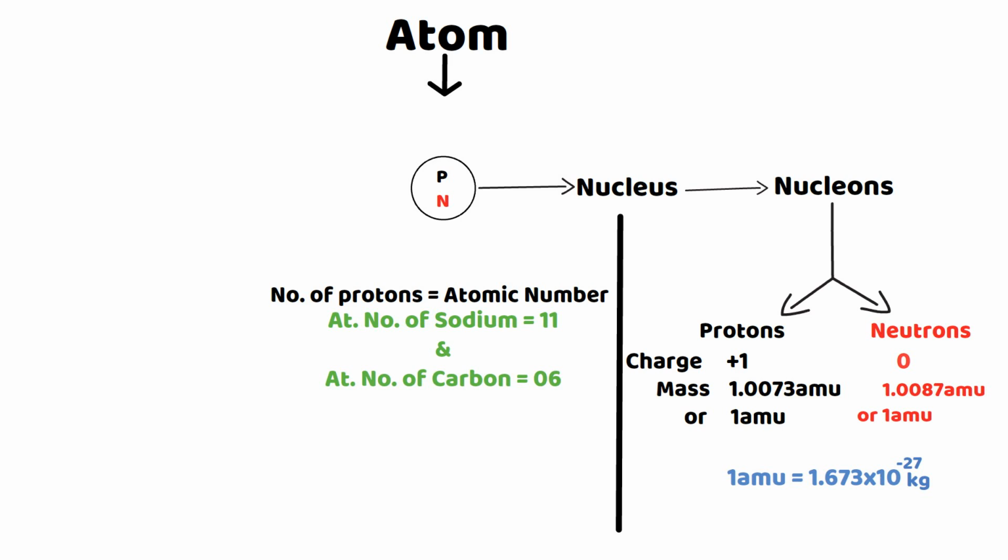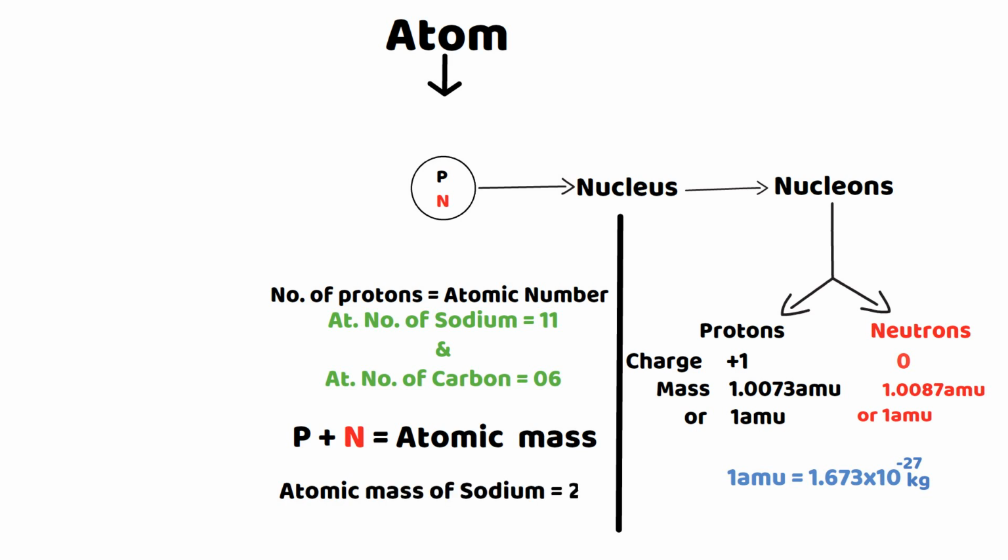Similarly, the sum of protons plus neutrons present in the nucleus of an atom is called atomic mass or mass number or nucleon number. For example, the atomic mass of sodium is 23, means the sum of protons and neutrons present in the nucleus of sodium is equal to 23.